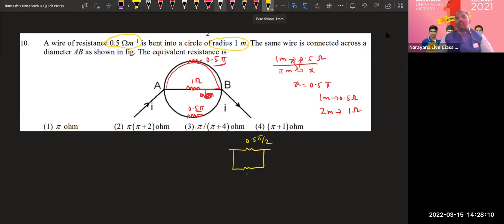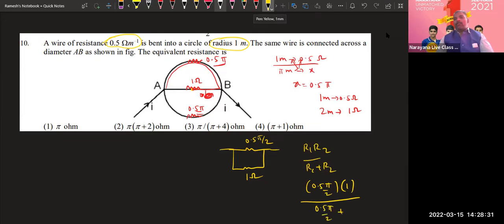And this 1 ohm is in which combination? Parallel. So again, the net resistance is in parallel. What is the net resistance formula in parallel? R1 R2 by R1 plus R2. R1 value is how much? 0.5 into pi by 2. R2 value is how much? 1. Whole divided by 0.5 into pi by 2 plus 1.